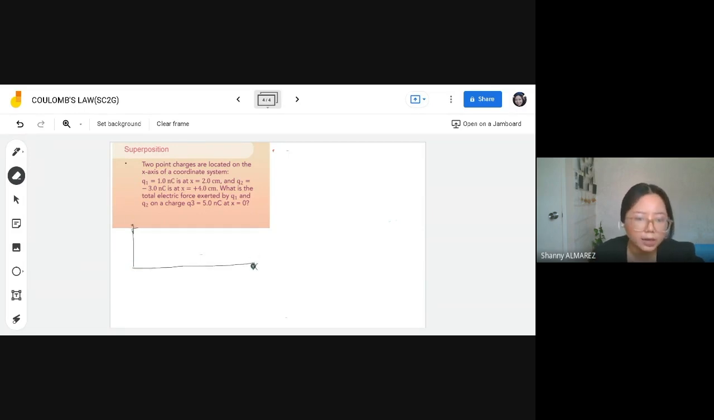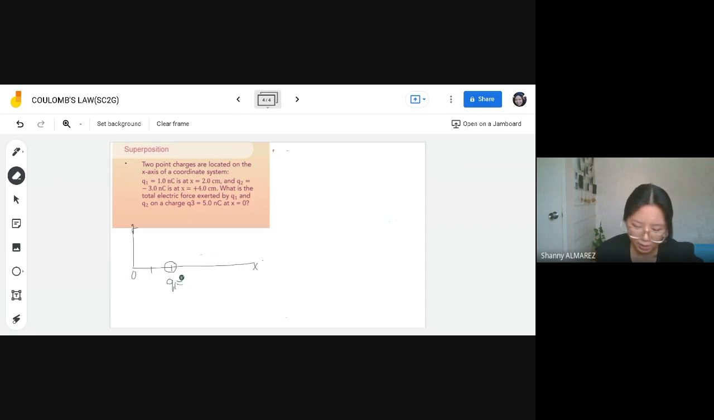So, anong sunod na given dyan? Ang coordinates daw ni charge number 1. So, we have 0. Nasa 2 cm siya sa x-axis. So, we have 1, 2. So, charge 1 is here.